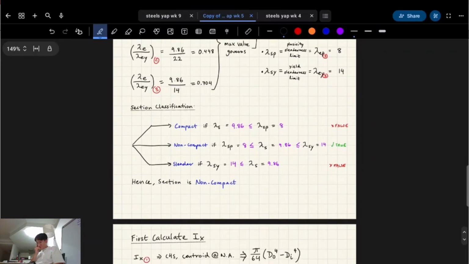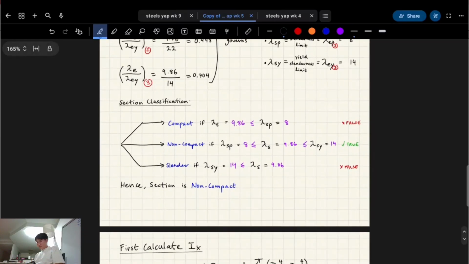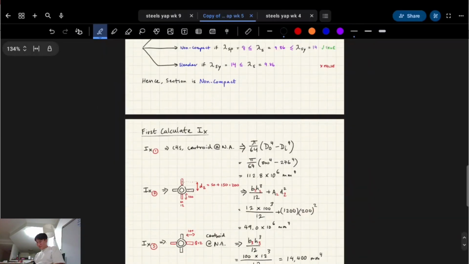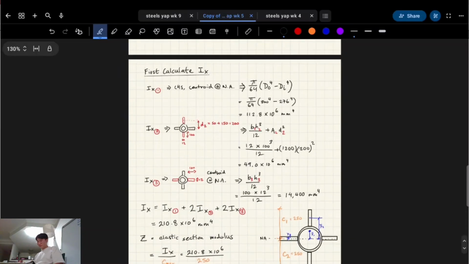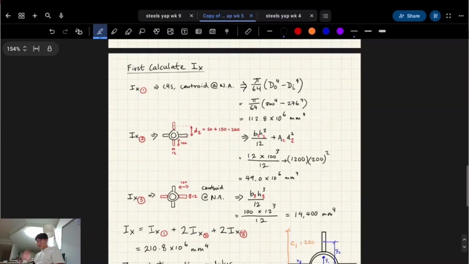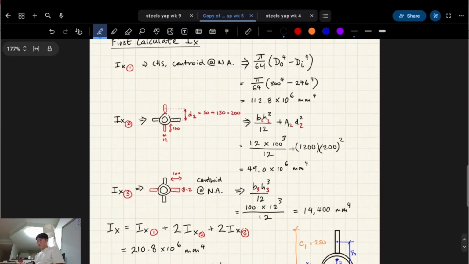So it's non-compact again. But we're only finding MS, right? So we don't care about the bending moment diagram. We don't care about the reference buckling moment. Alpha S, alpha M, that doesn't matter. We're only finding MS. But remember, if you're doing a circular hollow section, the calcs for moment of inertia are different.